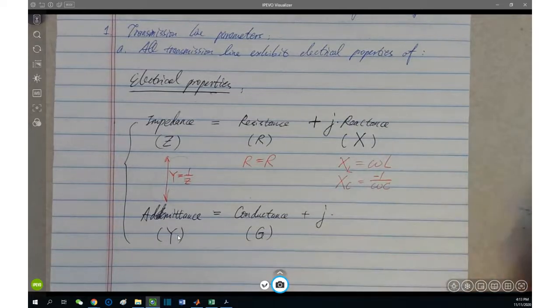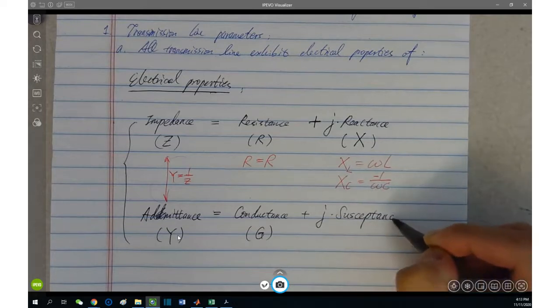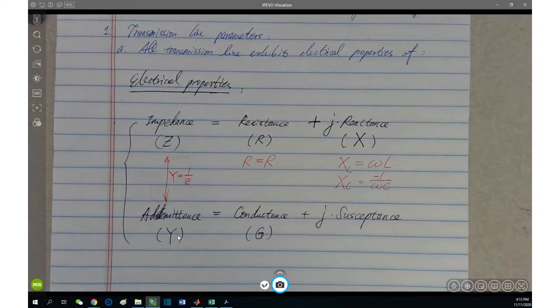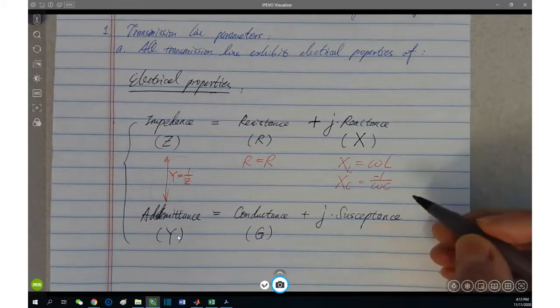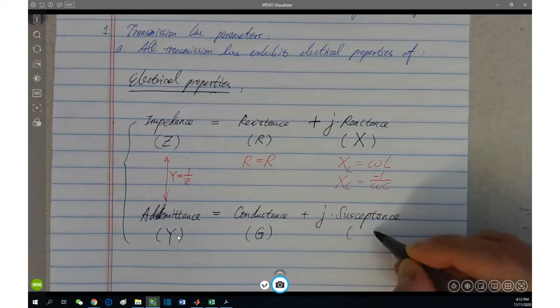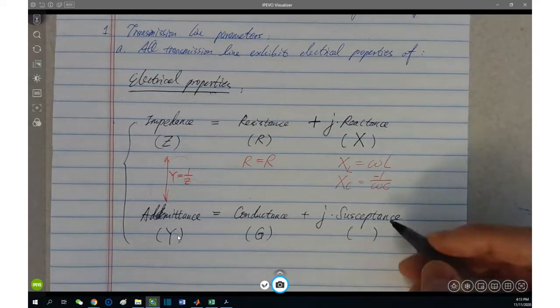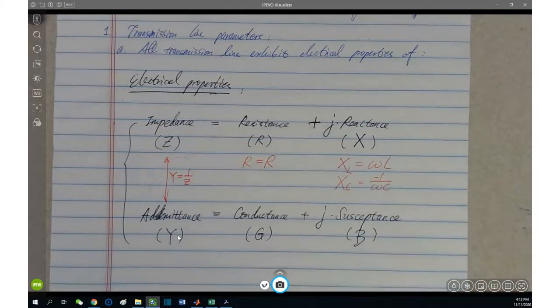Now, what is the imaginary part? This is something, to be very honest, I personally never use. It's called susceptance, represented by, anyone know this? Anyone know susceptance? What is it? B. Yeah, B. So Y equals G plus jB. Okay, susceptance.